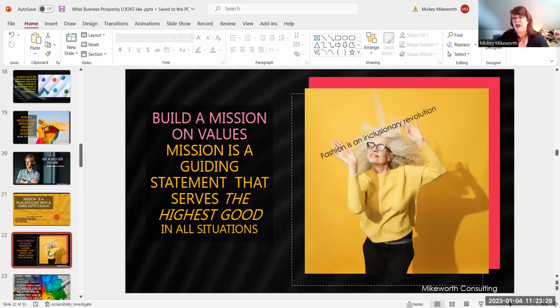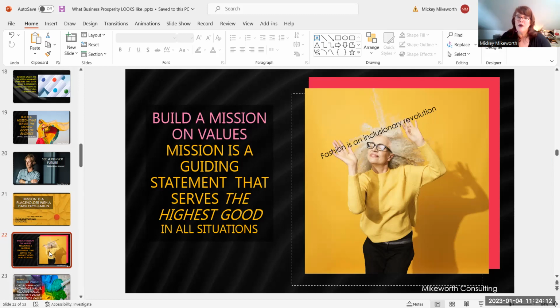One of the projects I'm working on is a fashion project. And so we had to build a mission statement there, right? It's built on the values of the founders of that idea, but it's also the guiding statement that will deliver the highest good in all situations. So that mission statement was, fashion is an inclusionary revolution. And when we got to that point of fashion is an inclusionary revolution, it was to say, how is fashion available for everyone? And that is also what is in fashion, right? How do we talk about this conversation and how do we make it a revolution?